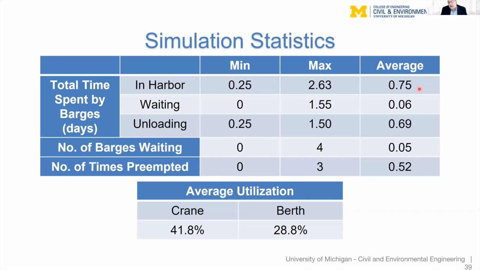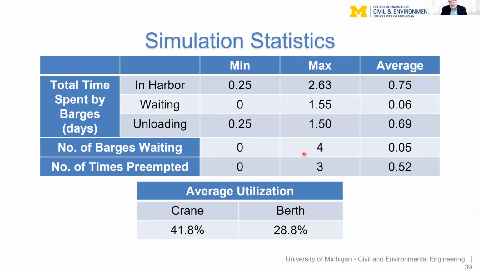It should have been 1 because this is a random variable that ranges between 0.5 and 1.5. So the expected value should have been 1. However, it's 0.75 because some of the unloading was done with 2 cranes instead of a single crane. The unloading time is very similar to the in-harbor time, as you see here for the minimum time. And again, for the average, you see that it's 0.69 as opposed to 1. Again, because some of the unloading was done with 2 cranes as opposed to 1 crane.